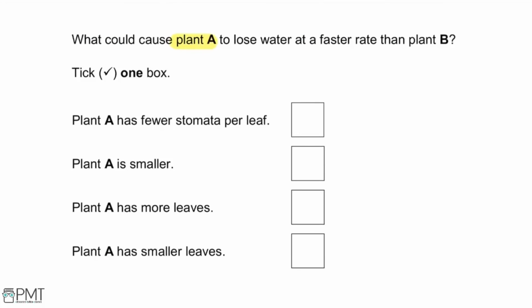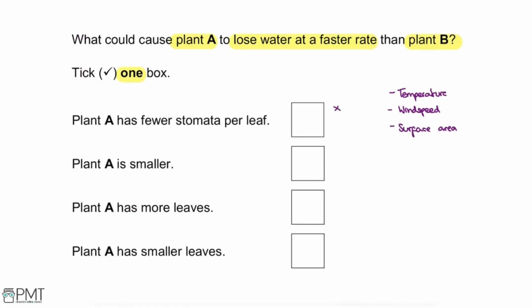What could cause plant A to lose more water at a faster rate than plant B? Tick one box. So you've got to think about your factors affecting evaporation. These can include temperature, wind speed, and surface area. The first one says plant A has fewer stomata per leaf. Well, these are less holes for the water vapour to escape out of, so that's not going to be correct.